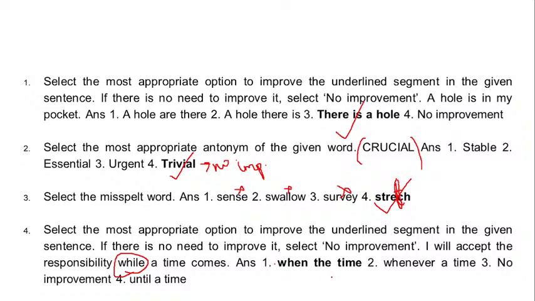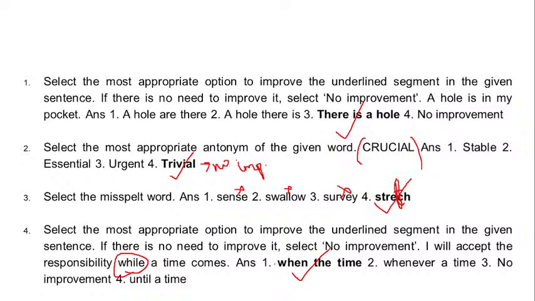And what are our options? We have to see. Our first option is when the time comes. Number 2 is whenever a time comes. Number 3 is no improvement, and until a time comes. I will accept the responsibility when the time comes is our simple correct answer, because this properly goes with the sentence that I will accept the responsibility when the time comes.